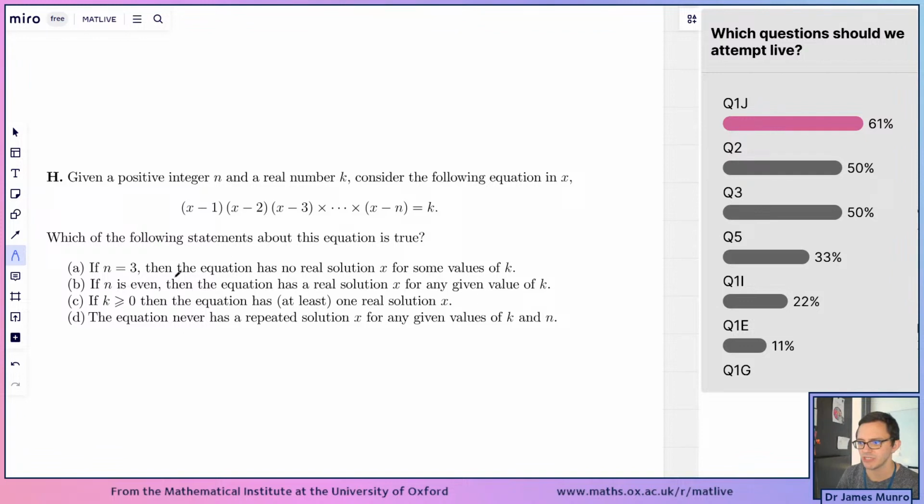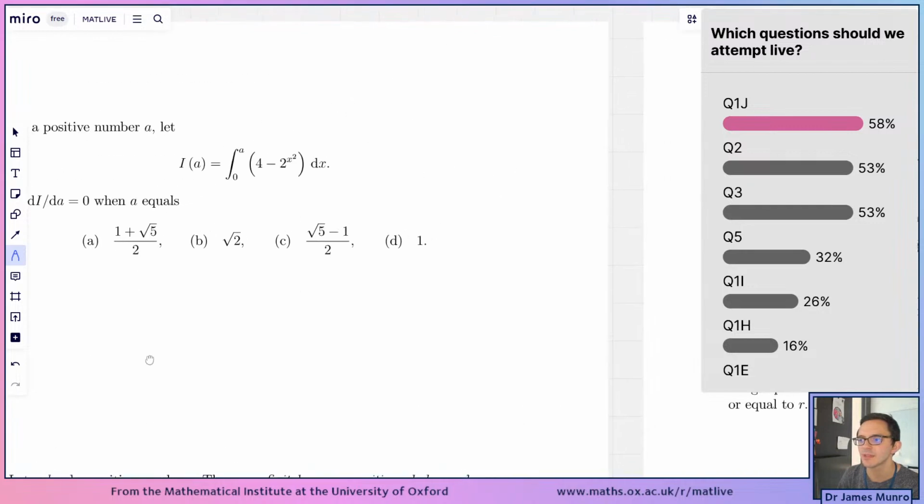If n equals 3, then it would be a cubic. No real solution for some values of k. That doesn't sound true. Okay, right. So it's talking about different polynomials with these roots. Solutions for any value of k. So we're going to have to think about drawing this function, maybe with different values of n. It's got roots at 1, 2, 3 up to n, and we're interested in whether it's got solutions for k. It never has a repeated solution? No, that doesn't sound true at all. K is a real number.